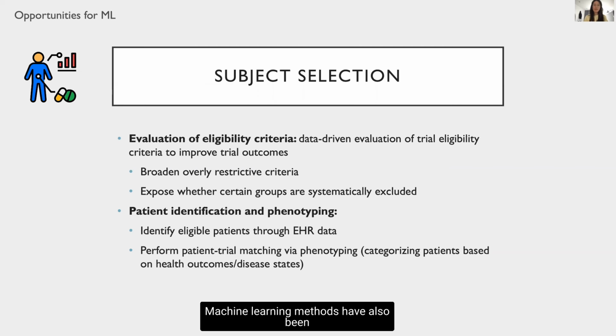In future work, this could potentially improve fairness by exposing whether certain subpopulations were made unjustifiably ineligible. Machine learning methods have also been investigated for automated subject selection. Researchers have used machine learning to identify patients eligible for clinical trials from EHR data through matching of patient characteristics with trial criteria or existing trial participants.